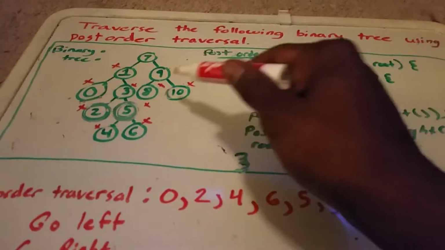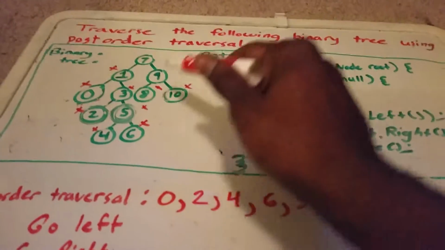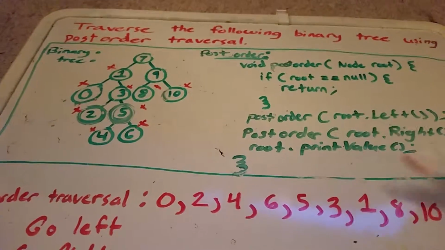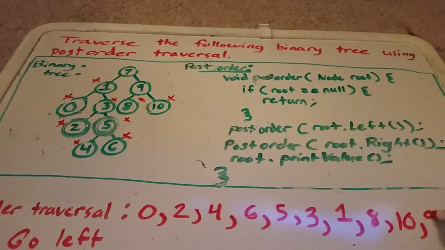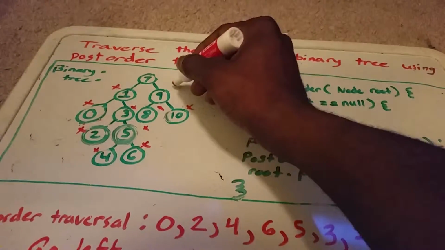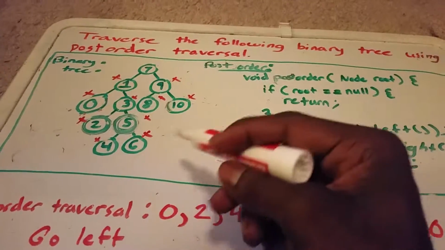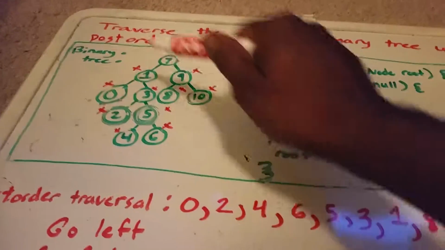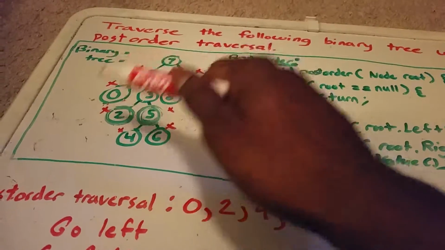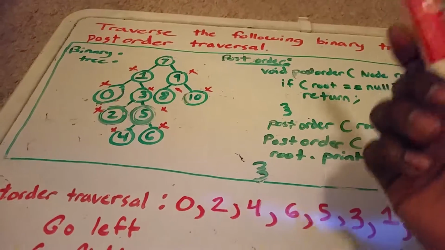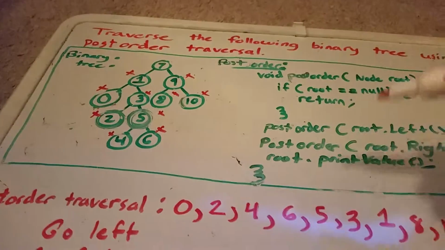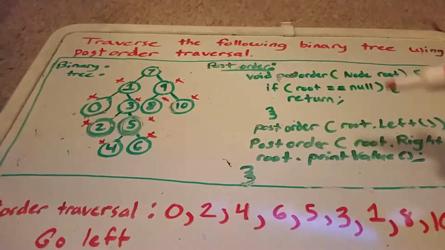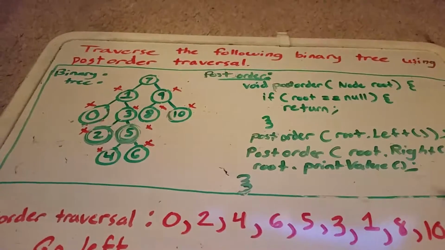We already went as far left on 9, which was the 8, and we went as far right on 9, which was the 10. So the only thing to do now is to print the value, which is 9 for that node. And now for 7. We went as far left on 7. That was all the nodes here. The 1, the 0, the 3, the 2, the 5, the 4, and the 6 are all to the left of 7. And we went as far right as we can go, which was the 9, the 8, and the 10. So now we need to print our node, which is 7.